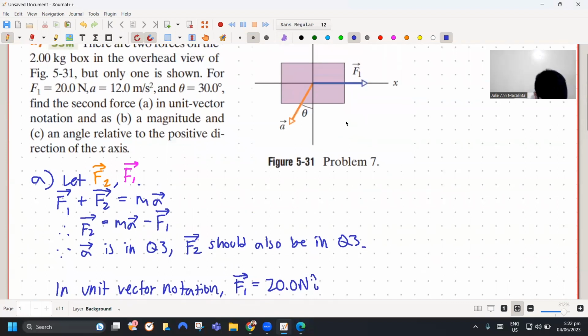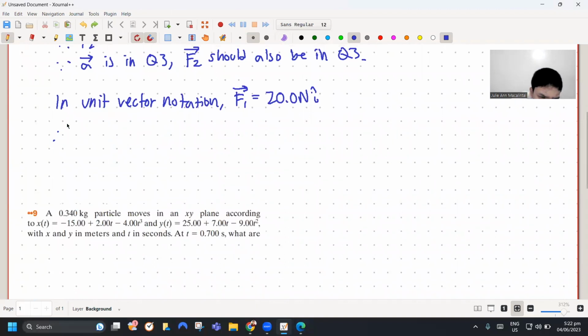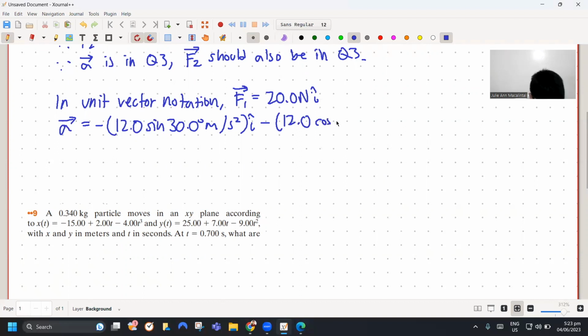Teka, paano mo kinalculate yung acceleration? Pwede pakita mo yung calculation naman ng acceleration vector? So A is zero sine 30 is 12.0 cosine 30.0 degrees.